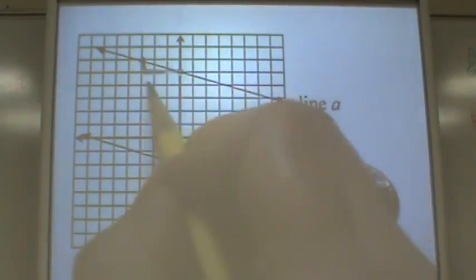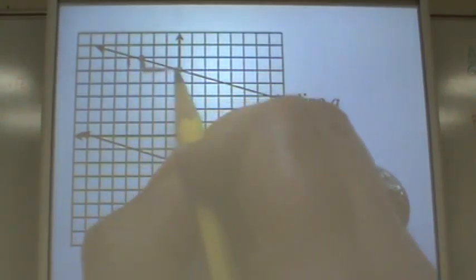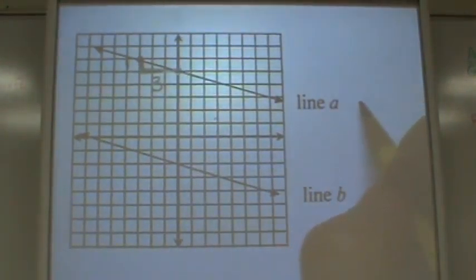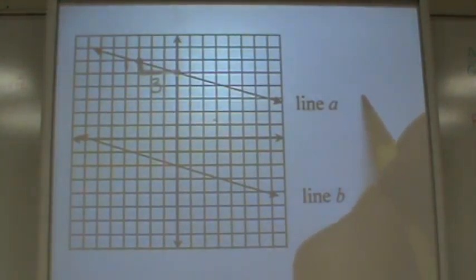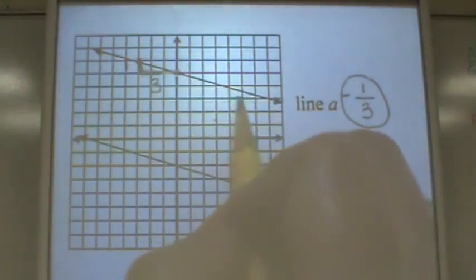So for line A, this is a vertical distance of 1 unit and a horizontal of 3. So the slope is defined as the rise over the run, so it would be 1/3, and it would be negative. So the slope of line A is negative 1/3. And it's negative because it's going down.